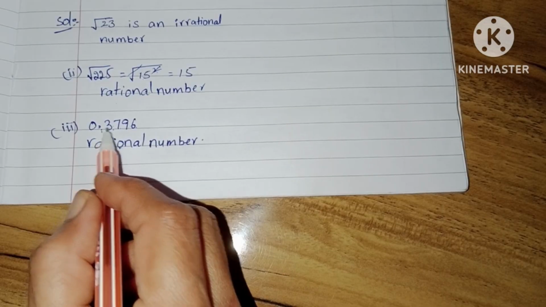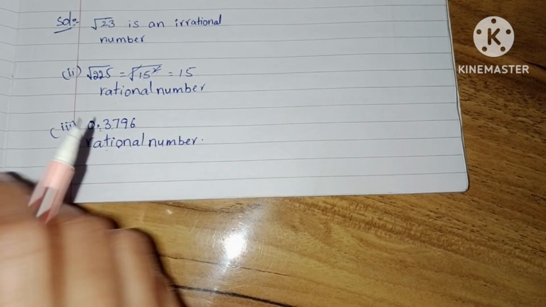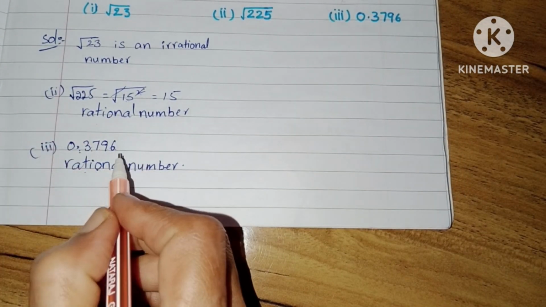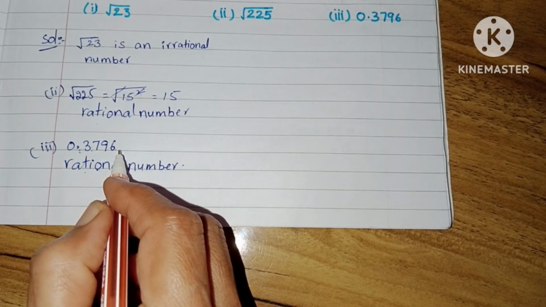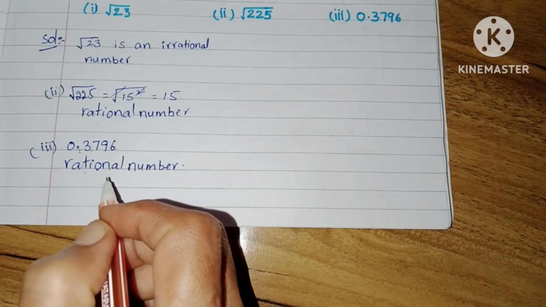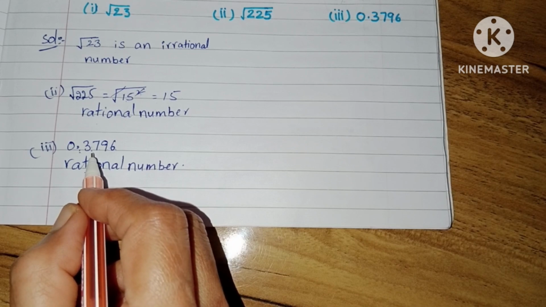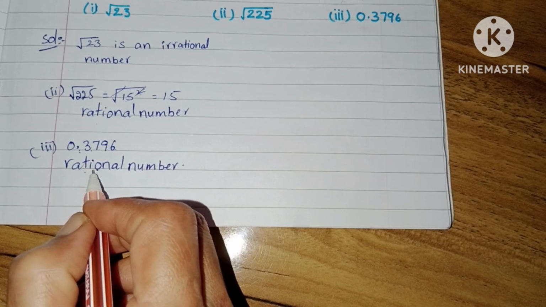Third one, 0.3796. This is a decimal number, and also it is a terminating decimal. There are no other digits or continuous expression in this. So this is a terminating decimal. Every terminating decimal is also a rational number.